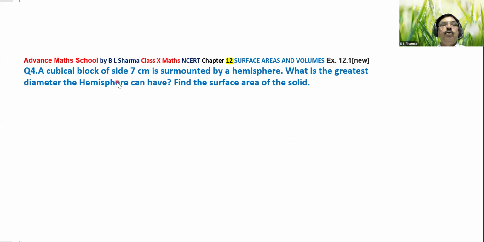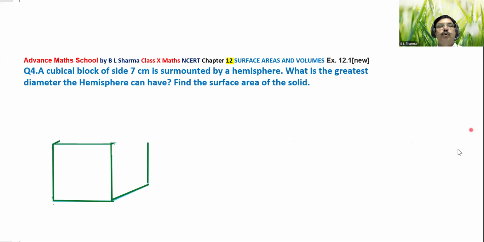A cubical block of side 7 centimeter surmounted by a hemisphere. What is the greatest diameter the hemisphere can have and find the surface area of the solid? देखिए ये एक cubical block है और उसका side 7 centimeter है. इसको surmount किया, इसके ऊपर रखा है एक hemisphere. Greatest diameter जो हो सकती है वो देखिए क्या होगा.